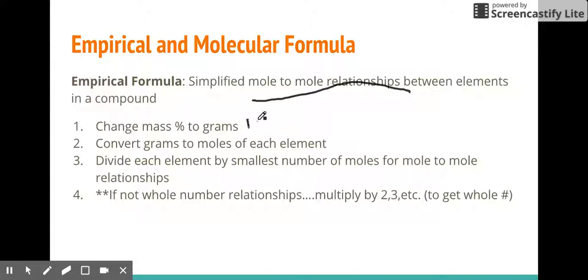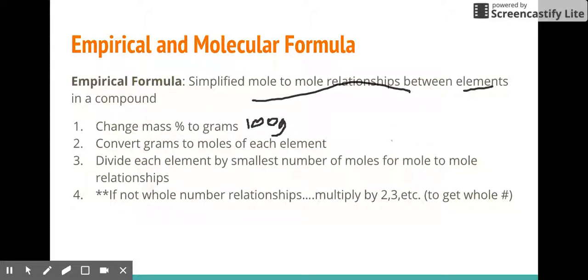What we can do here is assume that we have a 100-gram sample. So any percentage is out of 100, right? So if I have a 59 mass percent, then how many grams of that will be out of 100? That will be 59 grams. So whatever the mass percent is, I just directly convert to grams. If I have a 6% for the mass percent, it will be 6 grams. Then I use dimensional analysis to convert those grams to moles of each element. What we're looking for is a mole-to-mole relationship between each element. So I need to know moles of each element that I have there.